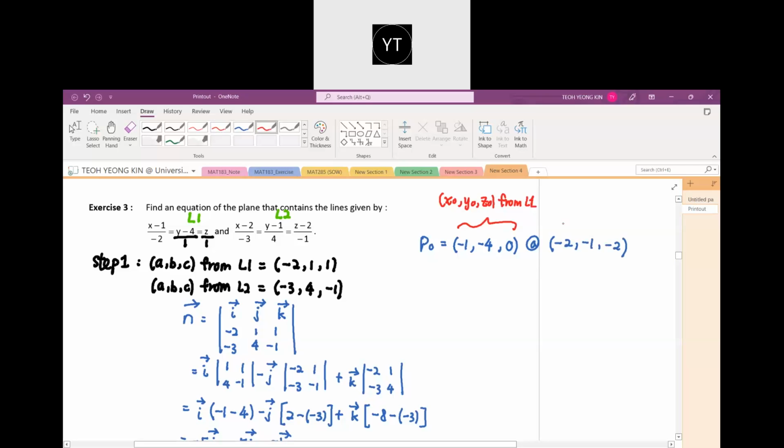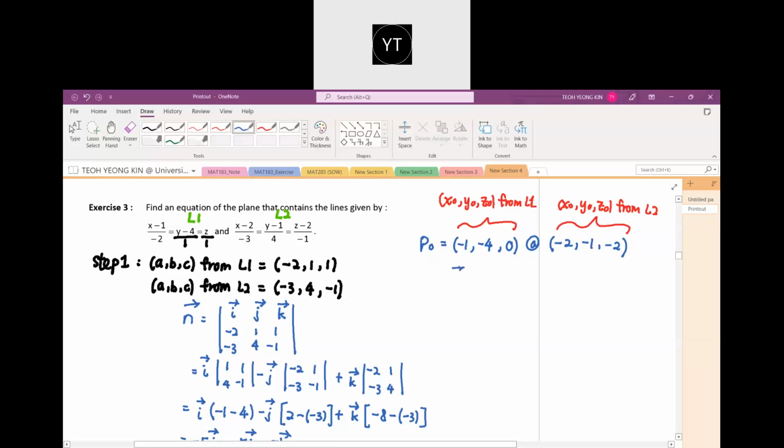So this is the x naught, y naught, and z naught from line 2. You can use either one, either the x naught, y naught, z naught from L1, line 1, or x naught, y naught, z naught from L2. In this case, I choose line 1. Why? Because we have 0 here. It's much easier. So continue with the calculation.